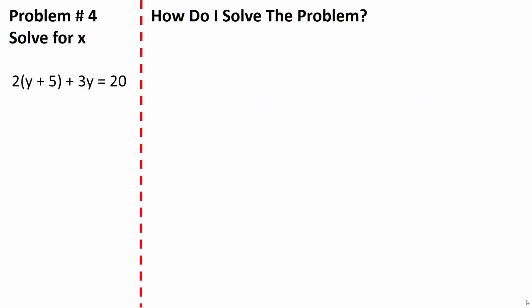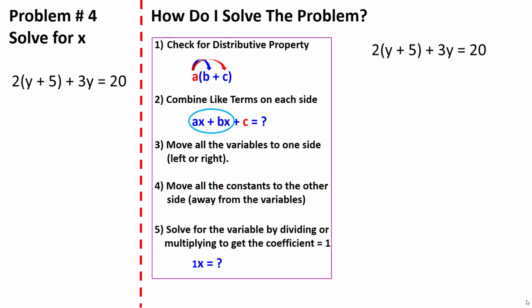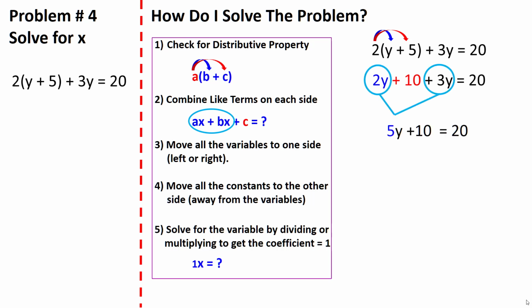Problem number 4. I will check all the steps. I check for distributive. I see a distributive property in my example. So I will multiply 2 times y and 2 times 5. I get 2y plus 10 plus 3y equals 20. Step 2. Combine like terms. I simplify. I get 5y plus 10 equals 20.